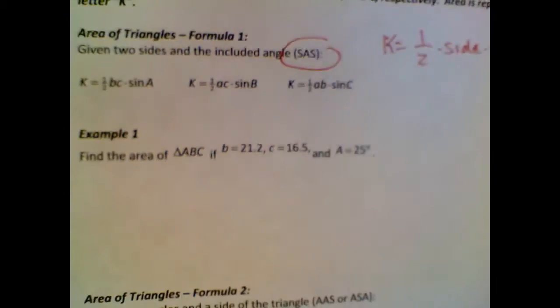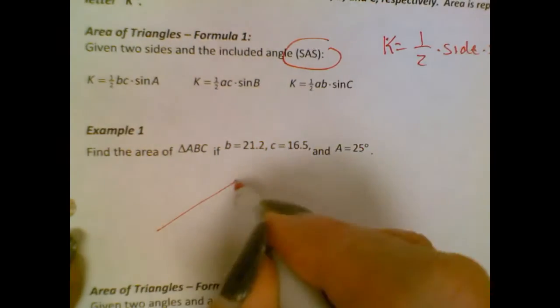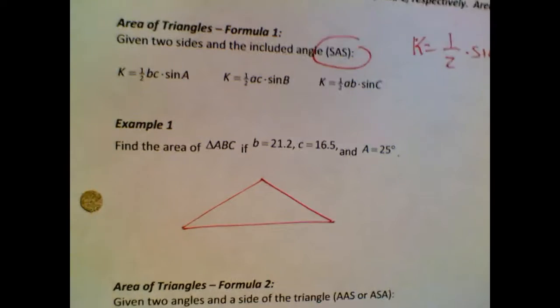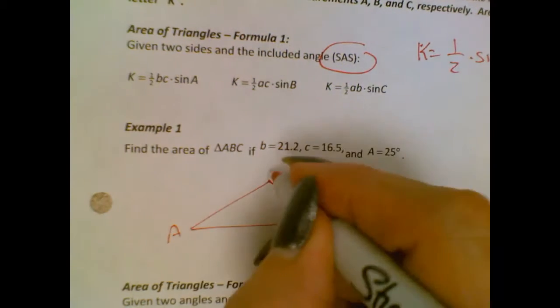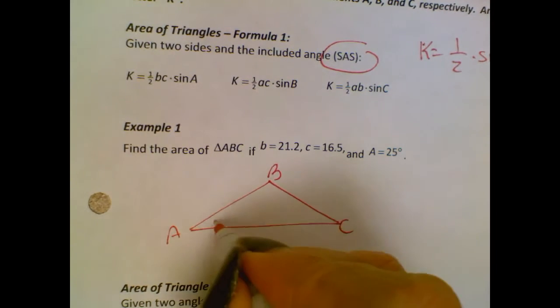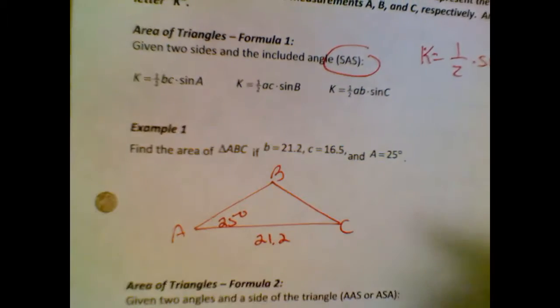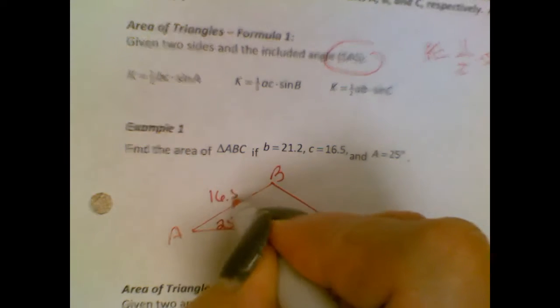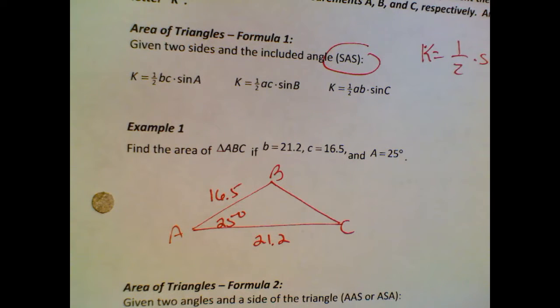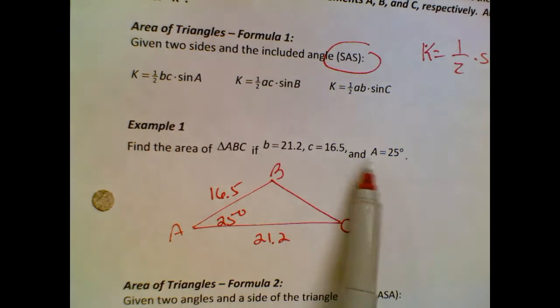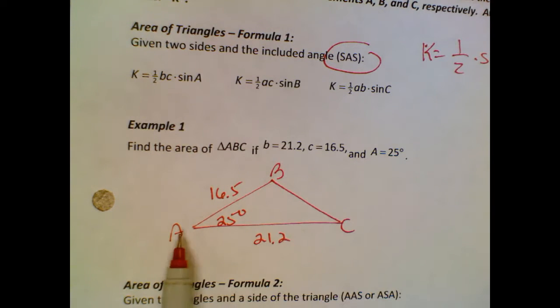Okay, so let's do example 1. Go ahead and draw a general triangle. Label it ABC. Angle A is 25 degrees, and side B is 21.2. Side C is 16.5. You can always tell when it's an SAS because you have one of every letter, like B, C, A. The angle is a different letter than the two sides. But everything's over here in the left-hand corner. Guys, see it? Side, included angle, side.